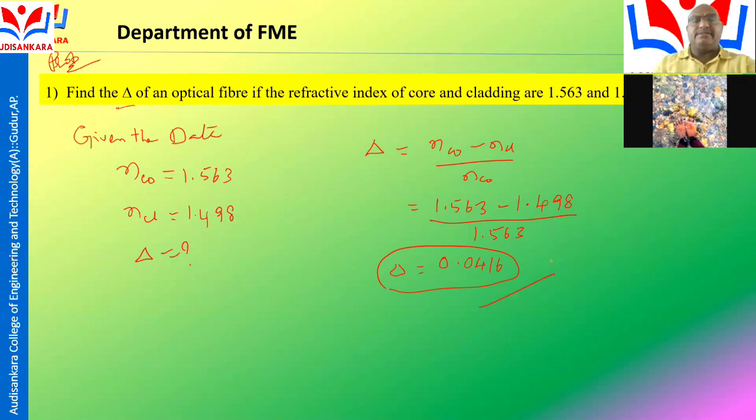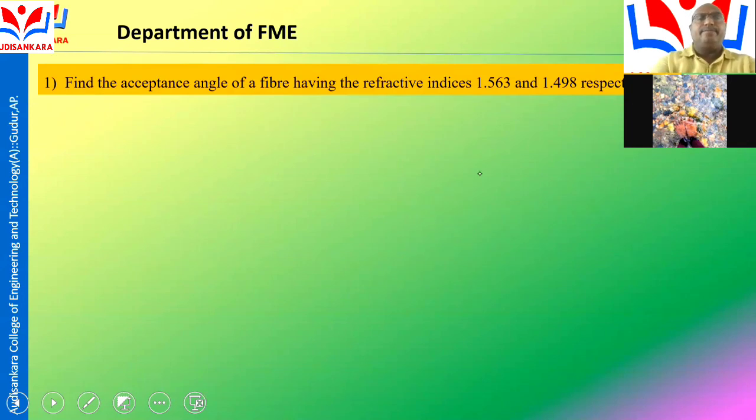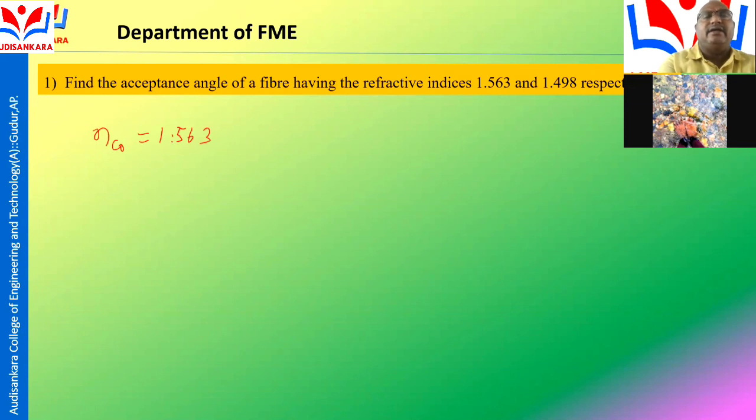And the second problem, my dear students: find the acceptance angle of a fiber having the refractive indices 1.563 and 1.498 respectively. So given the data, NCO is equal to 1.563 and NCL is equal to 1.498, right? So what value do you have to find? It is the acceptance angle alpha m.